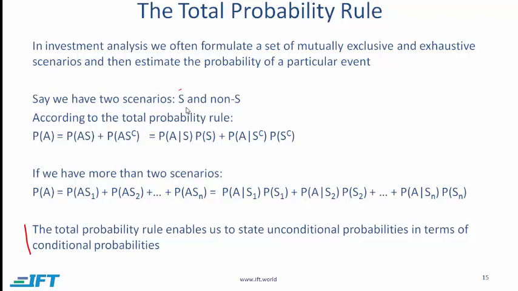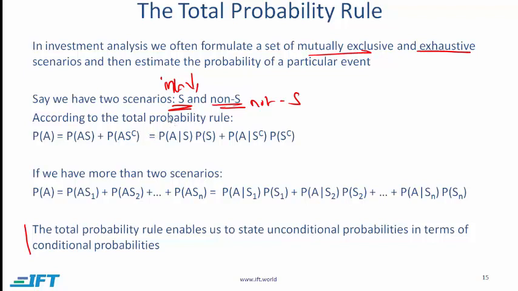So let's say we have two scenarios. Scenario S is that interest rates go down, and not S, or S complement, is that interest rates do not go down. So that covers all other scenarios, interest rates remaining stable or interest rates going up. So between S and not S, we have two events that are mutually exclusive and exhaustive.